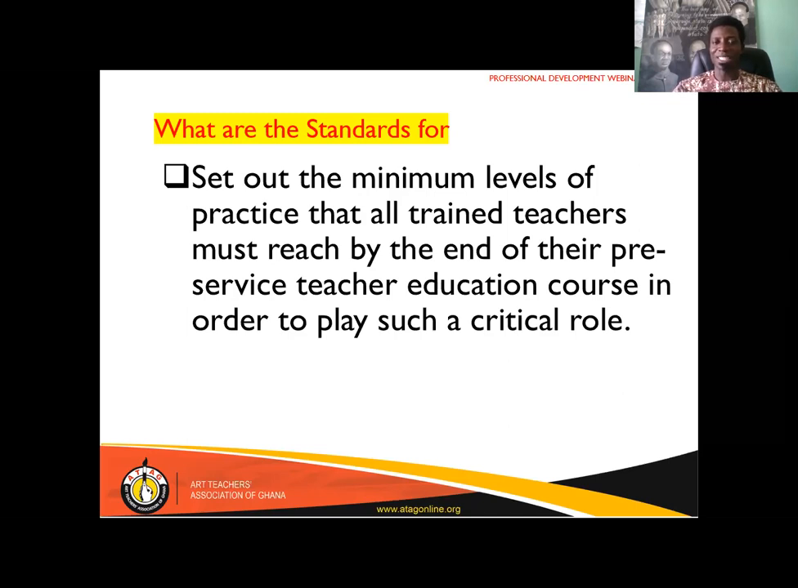So if you're going to measure your professional practice, you're going to look at these standards. That is why the standards are made: to set out the minimum level of practice that all trained teachers must reach at the end of their training. Should somebody go through teacher training, whether university or college of education or other institutions that train human resource, these are the standards.